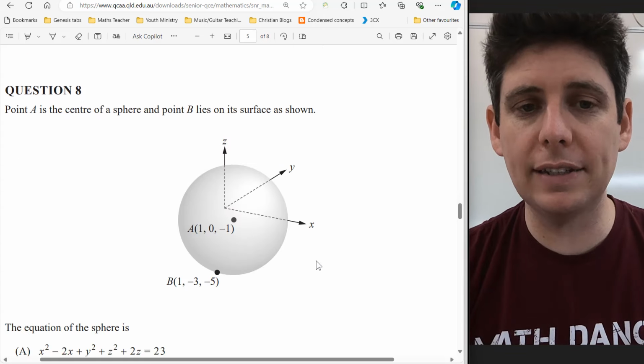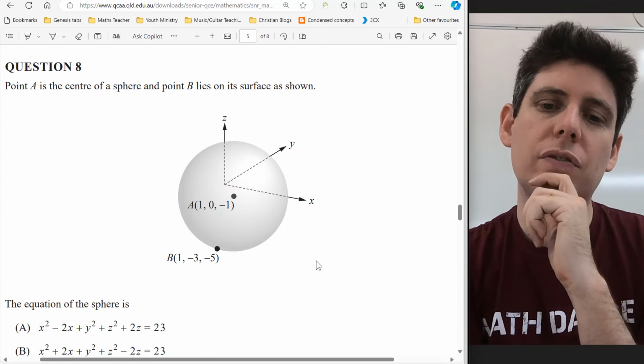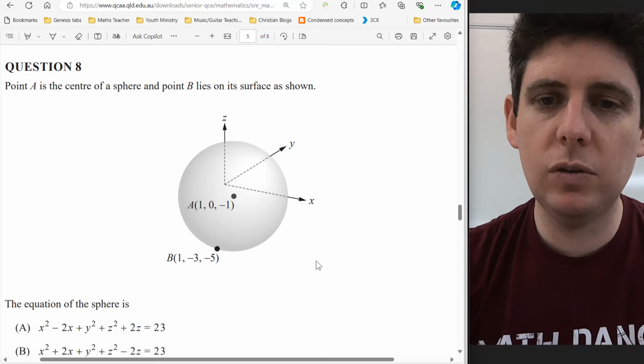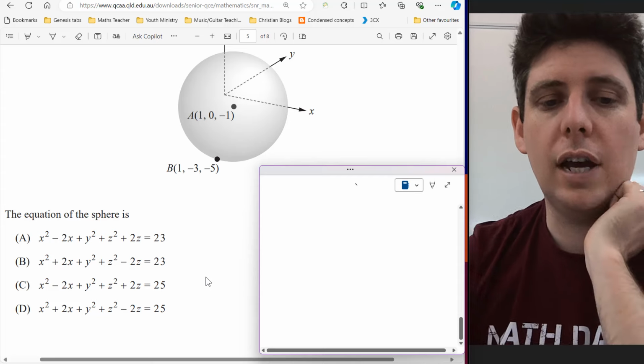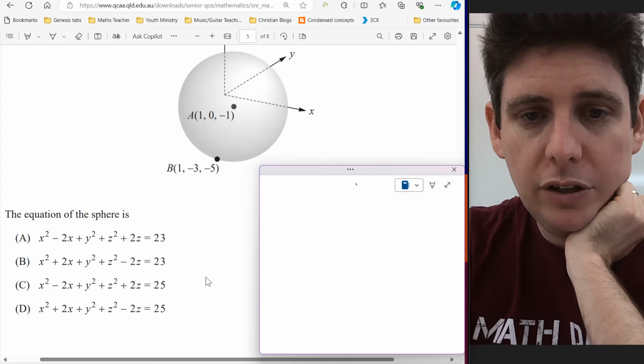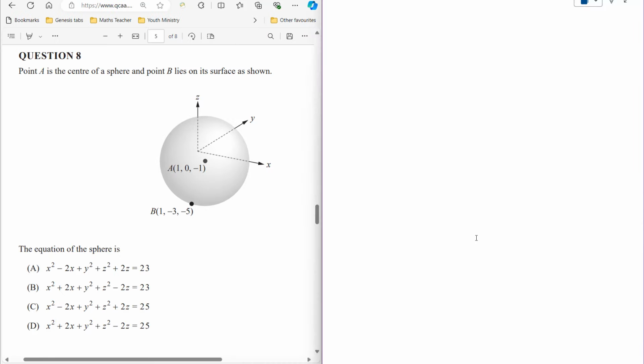Okay, question 8. Point A is the center of a sphere. So we've got a sphere question. There's two ways you could do this. The first way, you could sub in the B value into each equation. So let's substitute point B into A.